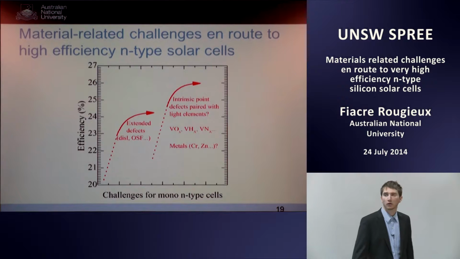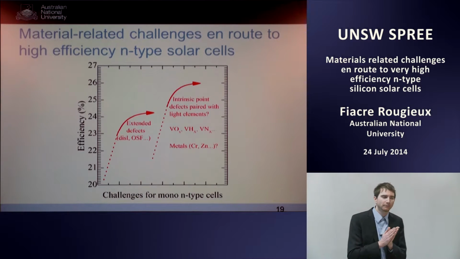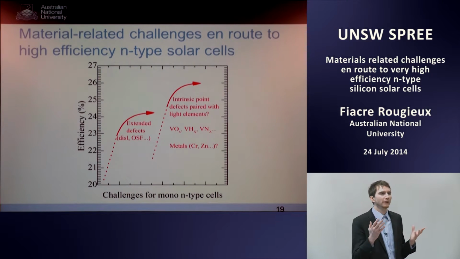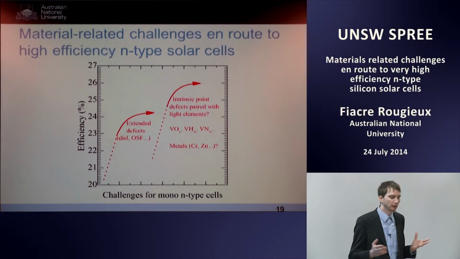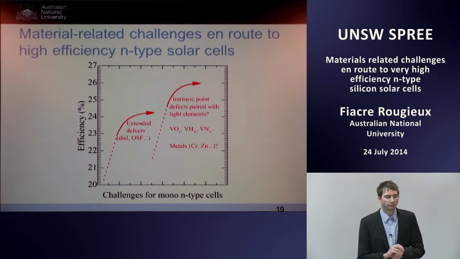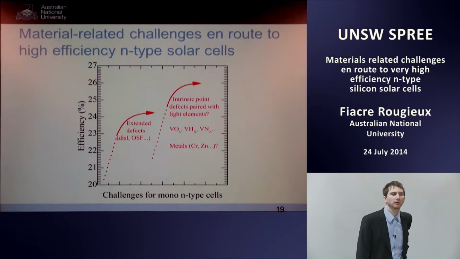If we go back to our challenges for mono N-type, we have a few ideas what those defects could be. They could potentially be metals in very small amounts, or they could potentially be intrinsic point defects paired with light elements. And that's what we investigate in the rest of this presentation.